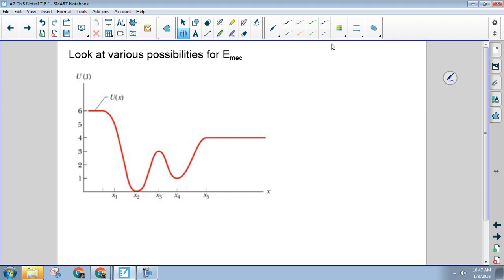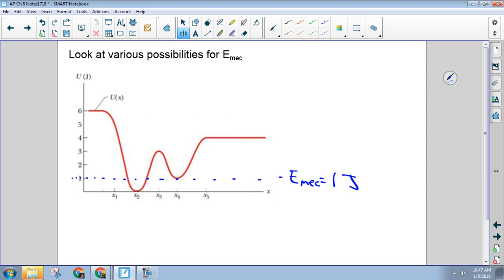So let's suppose we had a car on this roller coaster, and it only had 1 joule of mechanical energy. Think about what that roller coaster would be doing. Could the roller coaster ever get up to here? No, because if the mechanical energy is only 1 joule, that means the sum of my potential energy and my kinetic energy is always 1 joule, right?